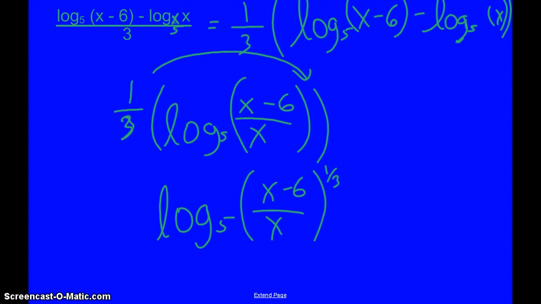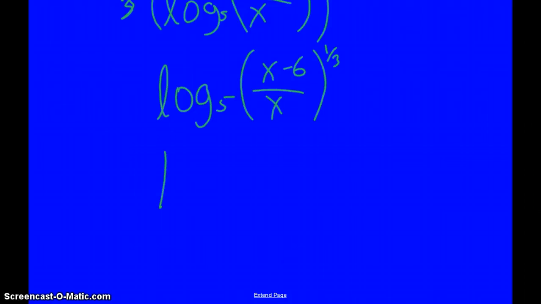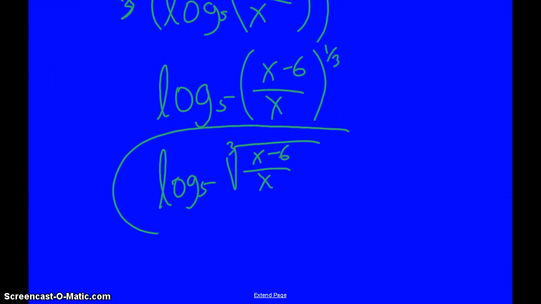However, we're not going to leave an answer with a 1/3 power on it, because as hopefully at this point you understand that 1/3 power is another way to write the cubed root. So that is our answer, log base 5 of the cubed root of x minus 6 over x. So this is condensing. If you were able to understand our rules for expanding logarithms yesterday, condensing is the same exact rules, just going the other direction.